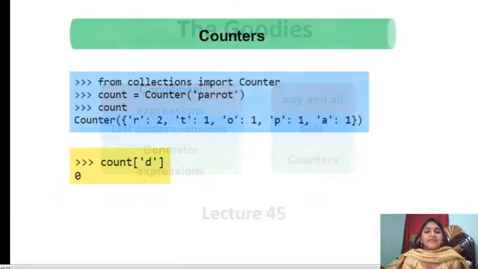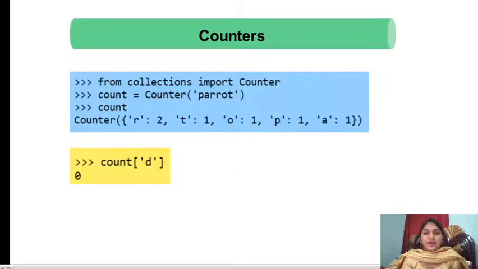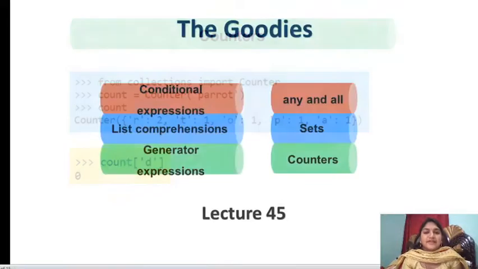Next, coming to counters. What is meant by counters? From collections, import Counter. Count equals Counter of parrot. The counter gives r 2, t 1, o 1, p 1, a 1. I already gave this example in the previous sections with parrot. If we take count of d, how many times does d occur? There is no d character in it, so it returns 0.